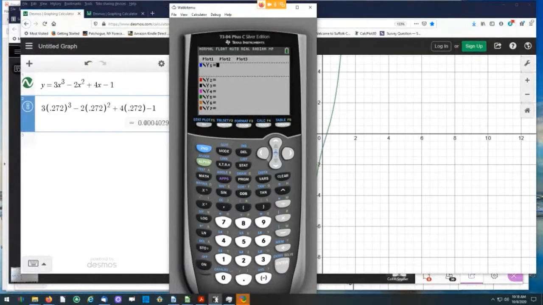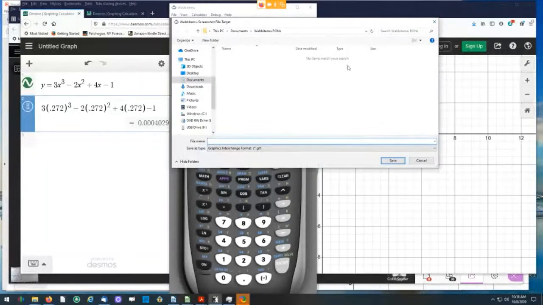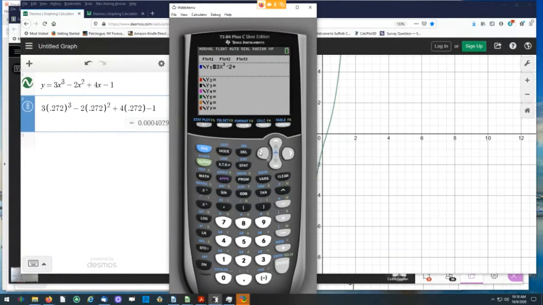So I have my 3x cubed minus 2. Whoops, doesn't like that one, so I have to use... Oh, I have to go backwards over here. I thought I could do an x on my thing, but it doesn't like the x. 2x squared plus 4x minus 1. And we can graph this and we'll get the same picture that we just got there. Which we should. Here we go.